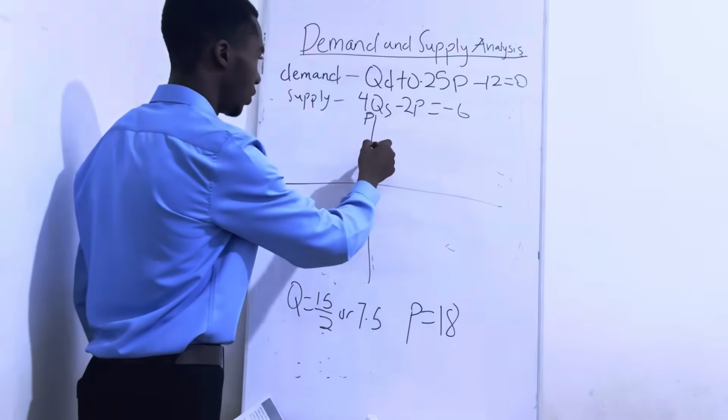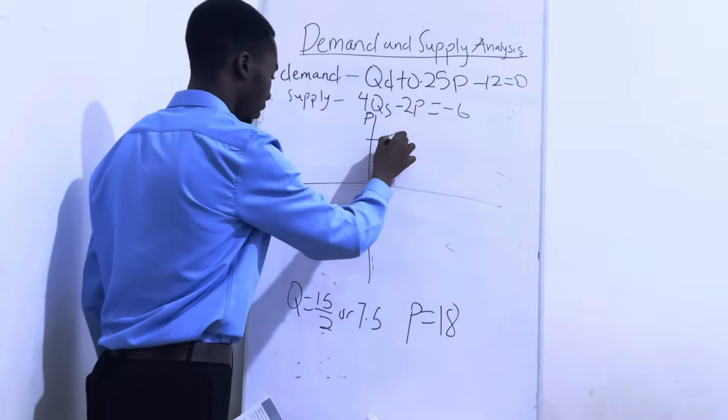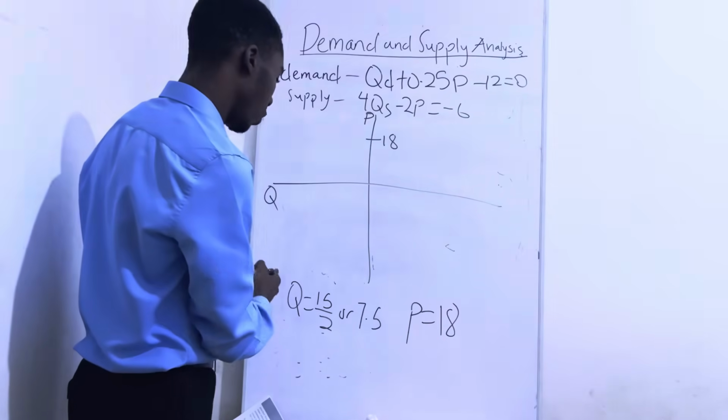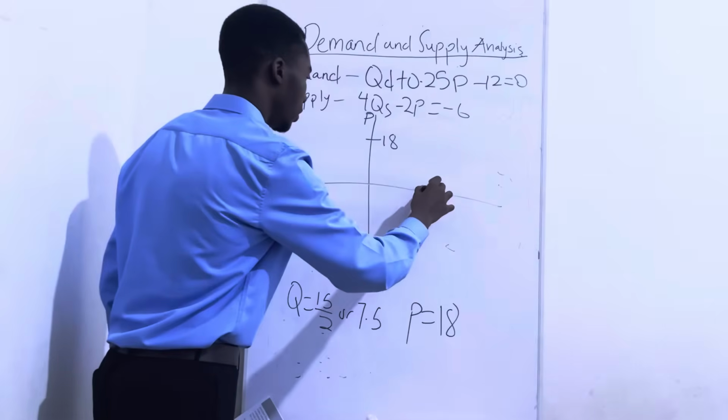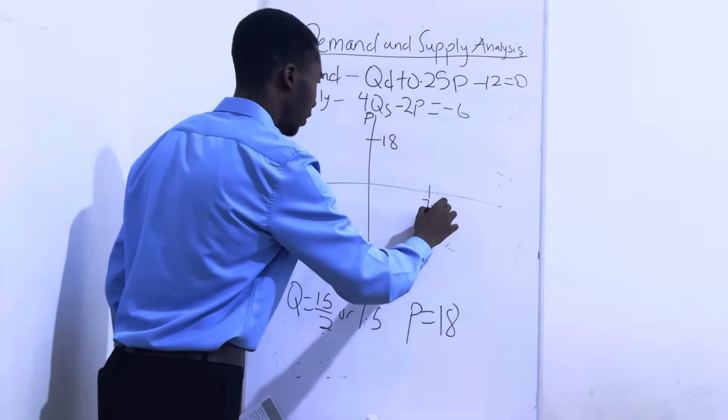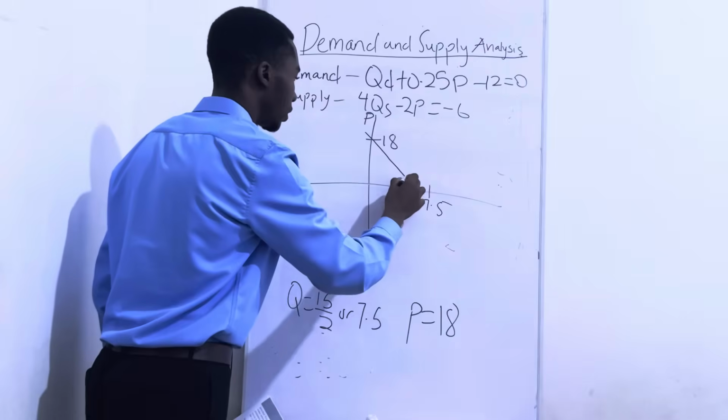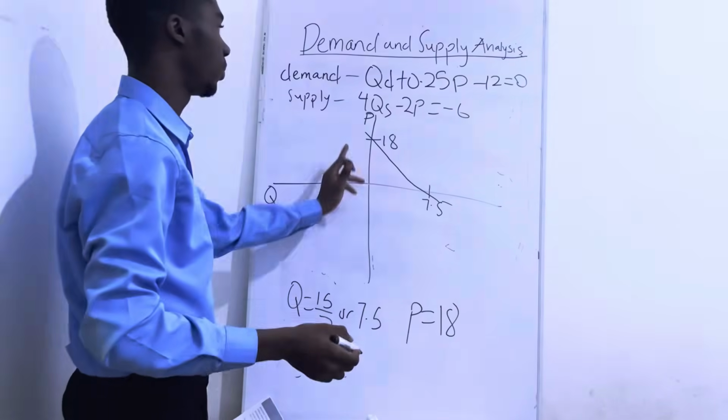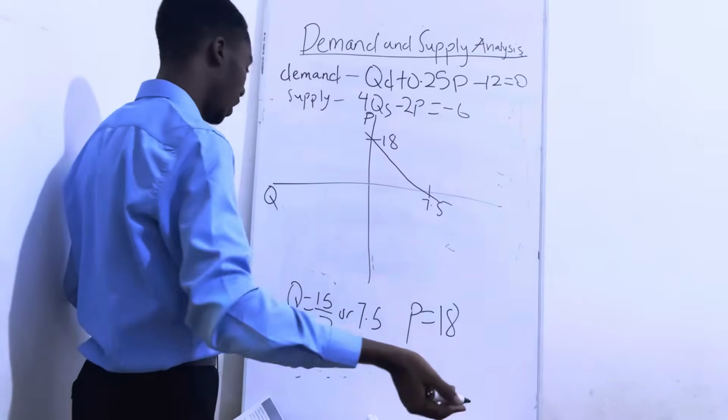So what is our P? Our P is 18. So let's assume it's somewhere here. Then our Q, or the quantity, is 7.5. So you assume it's somewhere here, 7.5. Then you just join it. So you've got the equilibrium price and the quantity, so we just join it. That's how we go about it.